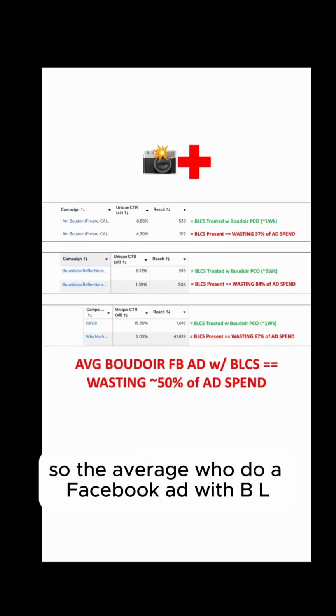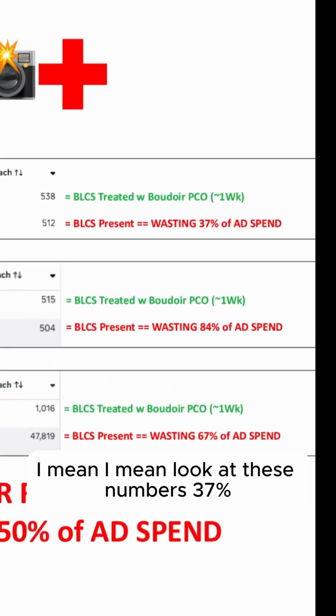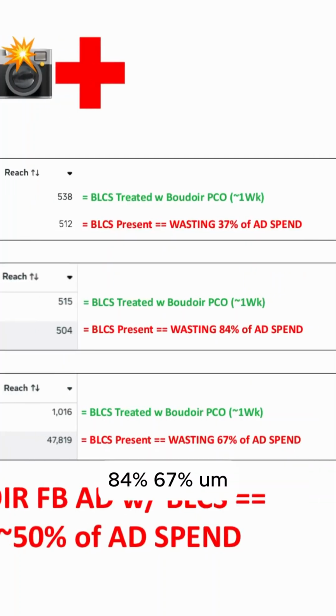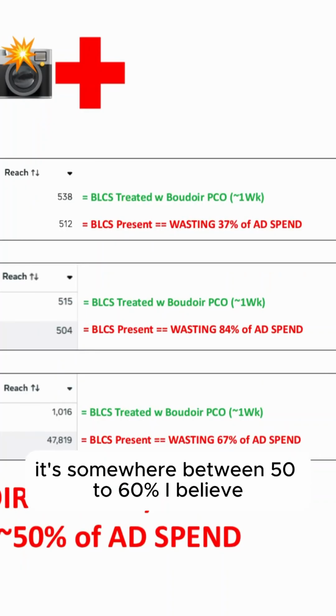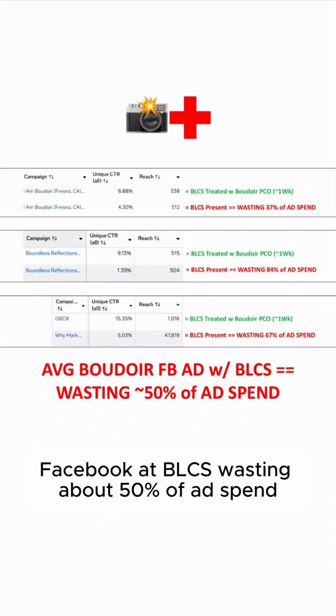So the average Boudoir Facebook ad with BLCS is wasting approximately 50% of ad spend. Literally, I mean, look at these numbers: 37%, 84%, 67%. Just take the average of those. It's somewhere between 50 to 60%, I believe. So the average Facebook ad with BLCS is wasting about 50% of ad spend.